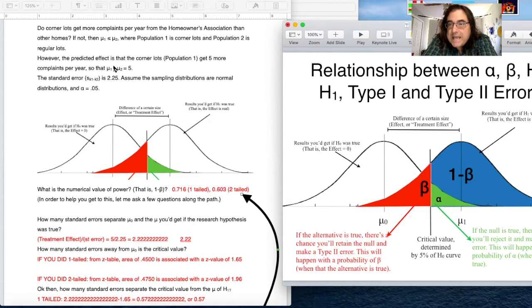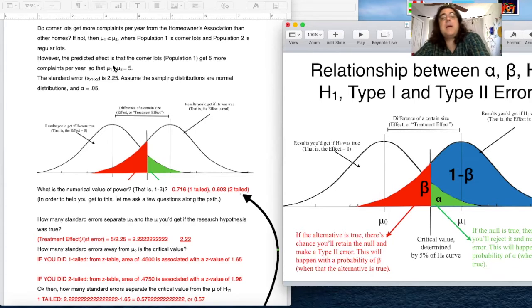The reason we can't do that is because the t-table isn't so finely grained that we can get a value for every point along the bottom axis. And so I've had to resort to using the z-table, which means throwing you the unfair assumption that these distributions are normal. But anyway, given that, I'm asking you to figure out a numerical value for power. That is to say 1 minus beta.